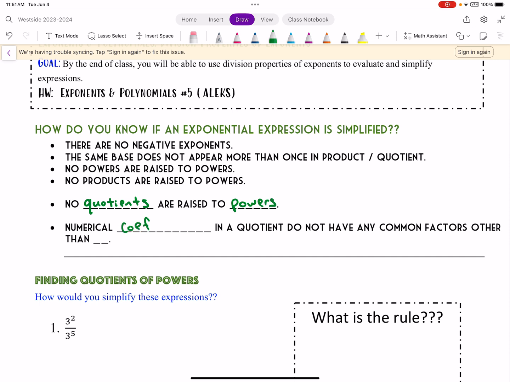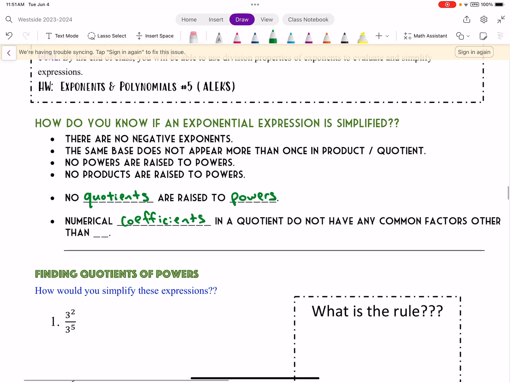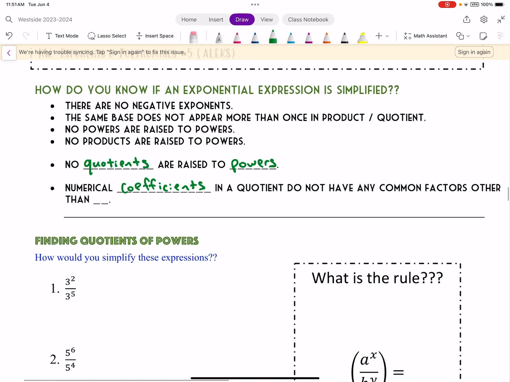Numerical coefficients in a quotient do not have any common factors other than 1. This means that the fraction part of it cannot be reduced. So for an example, if you were to have 36 over 9, we could reduce that to 4 over 1, which would also equal 4. You also cannot have something like 2 over 10, because those can also be reduced into 1 over 5.